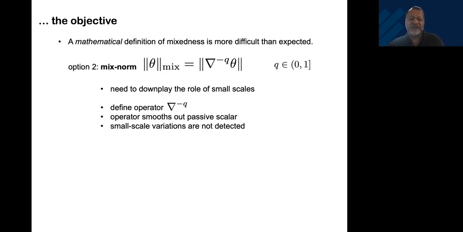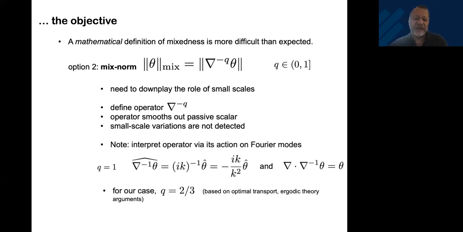So the operator smoothes out a passive scalar. Derivatives always make whatever you take the derivative of rougher and rougher, more and more jagged, whereas integration makes a function that you integrate smoother and smoother. So we're going into the smoothing part. That's already good. And it also acts like a filter because the small scale variations are not detected by using this norm.